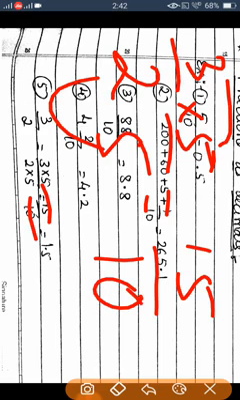So the number of zeros is 1. So before the 1 we have to keep the decimal. So before the 1 means before the 5. So 1.5.